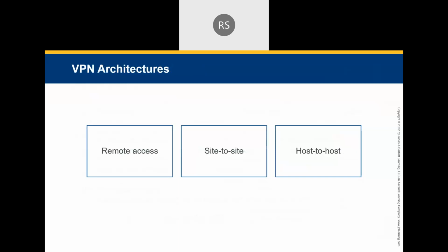Now, some of the architectures we'll talk about include remote access, site to site, and host to host. So, remote access VPNs allow individual users to connect securely to a private network from remote locations. The site to site establishes secure connections between different physical locations or branch offices. And the host to host VPN enables secure communications between individual devices.